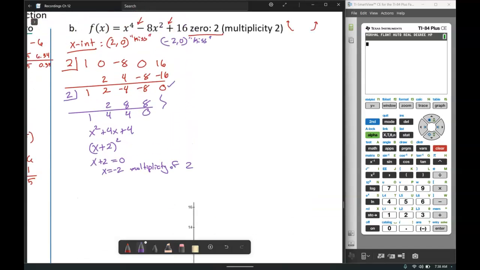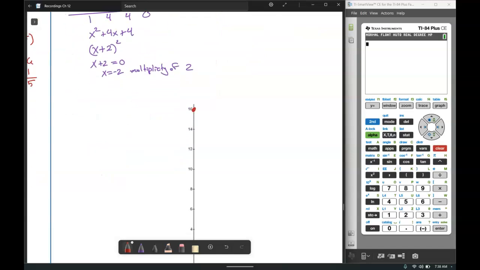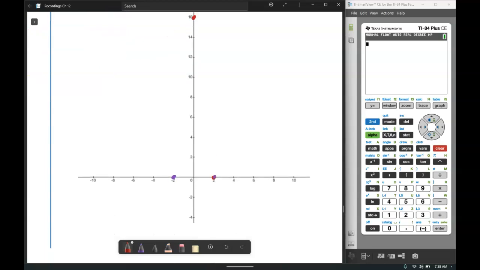All right, next we want to find our y-intercept. Our y-intercept is nice and easy. Let's separate that there. It's going to be that constant term. When we evaluate f of 0, that term and that term cancel out, leaving us with just the 16. So we have a y-intercept at 0, 16. This point up here. And then we know from these zeros, based on our end behavior, that our graph is going to just kind of go off in either direction here.